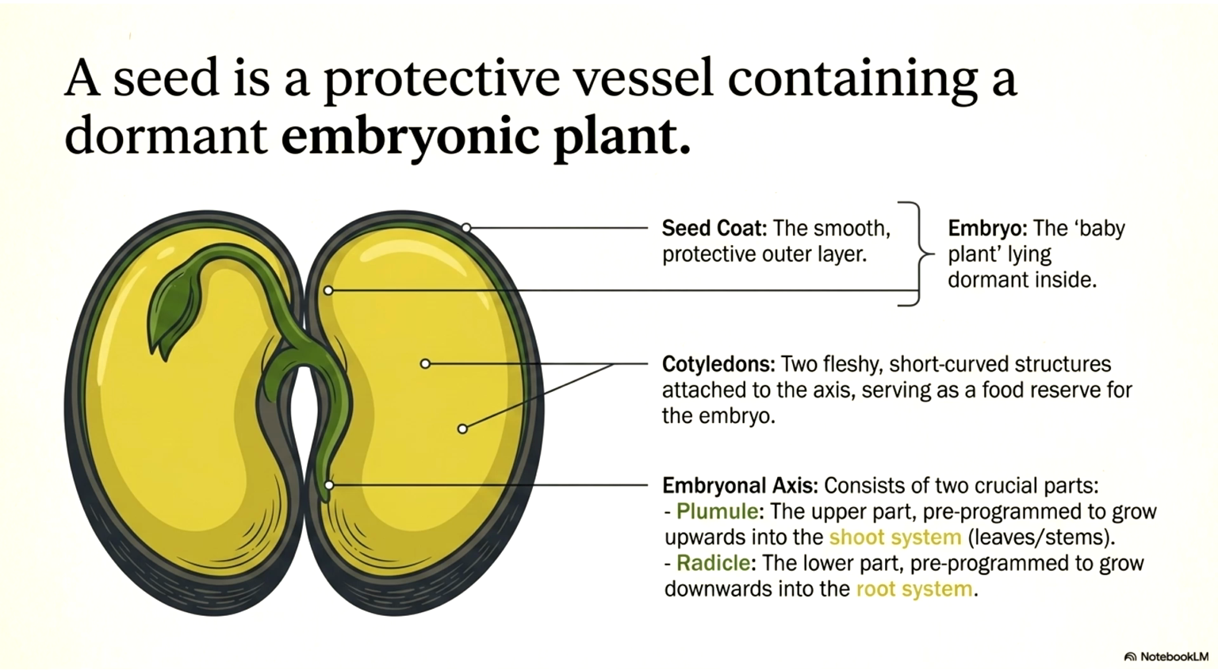And you see the embryonal axis. It consists of two crucial parts: one is the plumule and two is the radicle. The plumule converts into the shoot system, that means leaves and stems come out from it, and the radicle, the lower part, is pre-programmed to grow downwards into the root system.